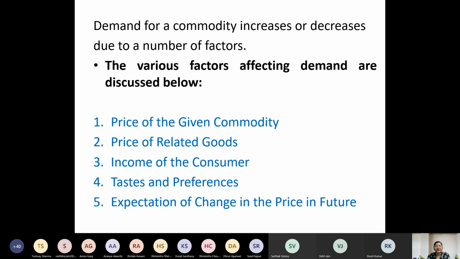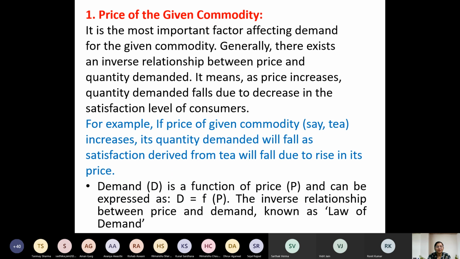Then discuss what are the factors that determine the demand of that particular good. So the various factors affecting demand are price of a given product, price of related goods, income of the consumer, taste and preference, and expectation of future price change. I hope I don't have to, I will explain with an example. So, for example, price of a given commodity. Here I have given the example of tea. So if the price of tea increases, then its quantity demanded will fall, as the satisfaction derived from tea will fall due to the rise in price.